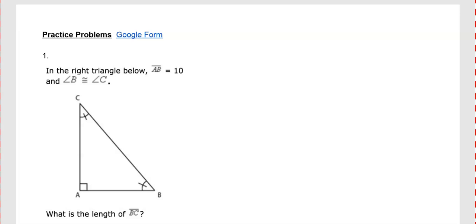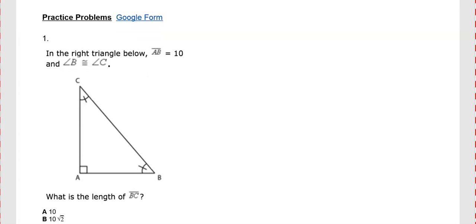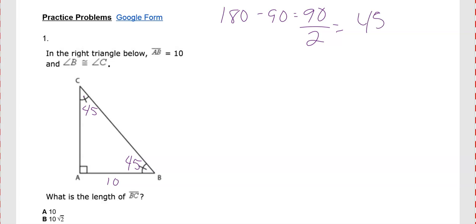In the meantime, what I'm going to do is go ahead and help you set up number 1 for the practice problems. So first off, it tells me that AB is 10, angle B and angle C are congruent, and the third angle is a 90-degree angle. So if C and B are congruent, they must be, by definition, 45-degree angles, because 180, which is the interior angles of a triangle, minus 90 is equal to 90. And if we divide that by 2, because there are two angles that are congruent, and congruent means the same, each of those angles is 45 degrees.